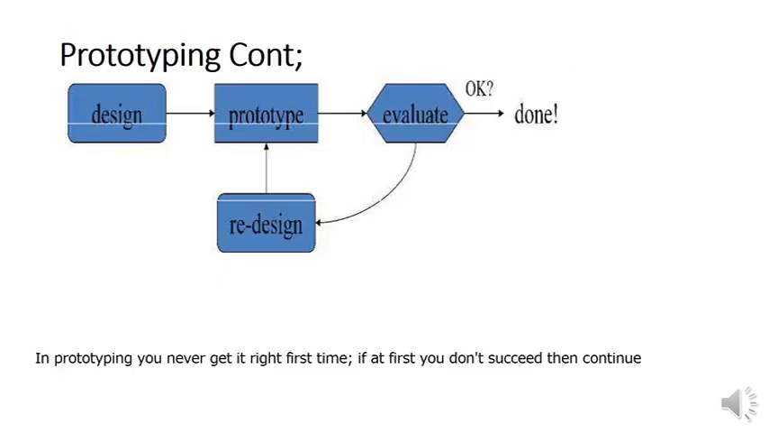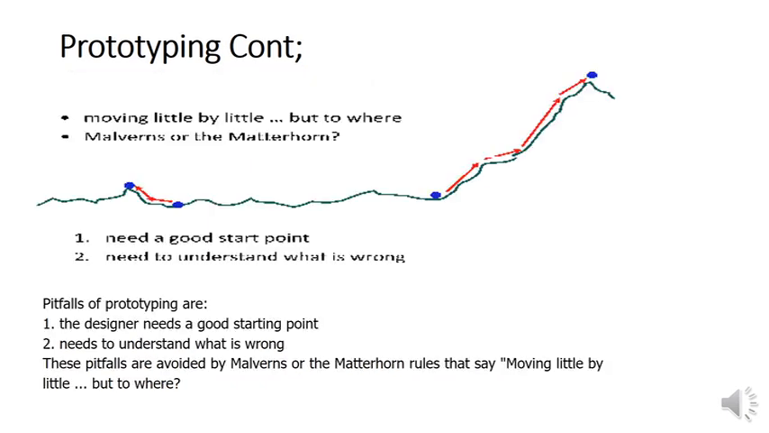This is an example of a prototype. Design, prototype, evaluate, then redesign again, prototype again, then re-evaluate before you can now implement what you have designed. In prototyping, you never get it right the first time. So if at first you don't succeed, then continue. That is why you have the loop.